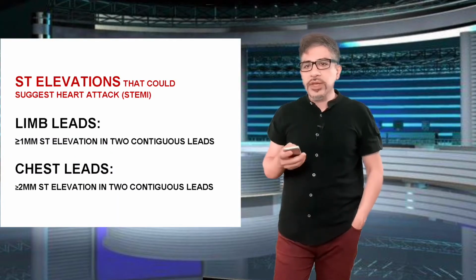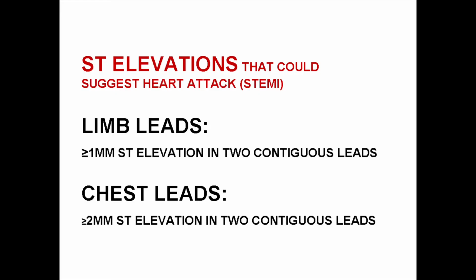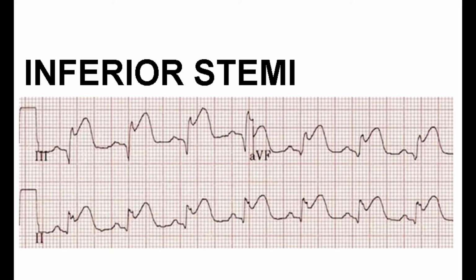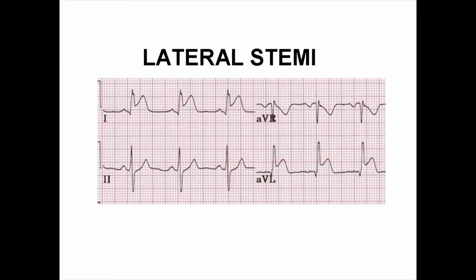First, ST elevations. To suggest a heart attack, ST elevations must be seen in at least 2 contiguous leads, inferior, anterior, or lateral. Except in limb leads, you would need 1 millimeter or more elevation, but in chest leads, you would need at least 2 millimeters. Here is an example of an inferior STEMI. This one here is an anterior STEMI. And here, of course, you can see a lateral ST elevation MI.